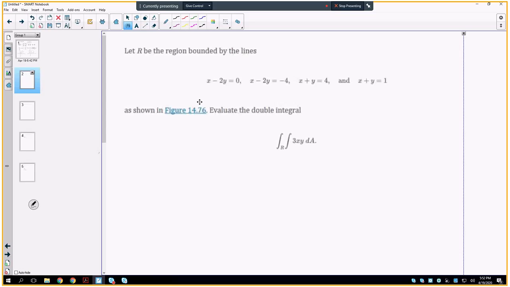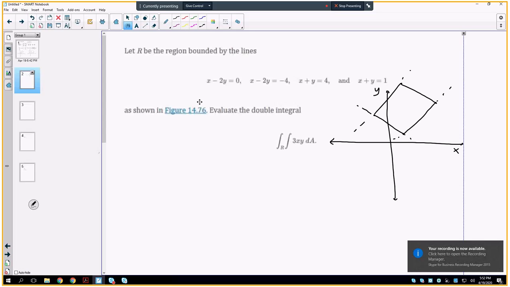If we wanted to try to depict this region in the xy plane, it would probably look something like this, something kind of diamond shaped maybe, where the lines x minus 2y and x plus y connect to form this rectangle. So this is in the xy plane, and we'd like to transform this using a change of variables and integrate the function 3xy with respect to the area.